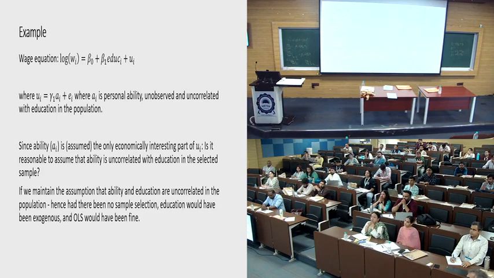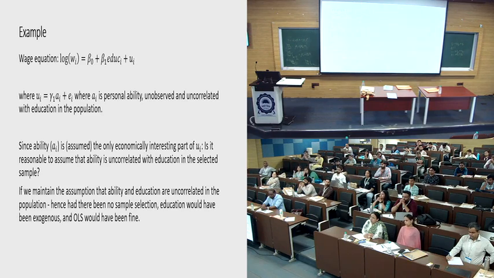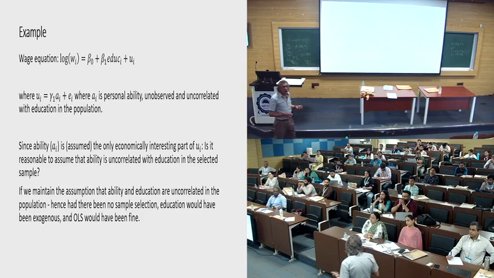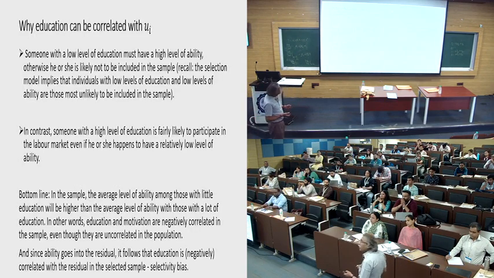Now I think of that ability as an economically interesting part of u_i. Why? Because I want to think of that ability as uncorrelated with education in the selected sample, but it is not. In the selected sample, ability and education can also be correlated. If we maintain the assumption that ability and education are uncorrelated in the population, there would be no sample selection bias. Therefore, I can simply think of education as exogenous and OLS is fine. But in reality, that would not be the case.